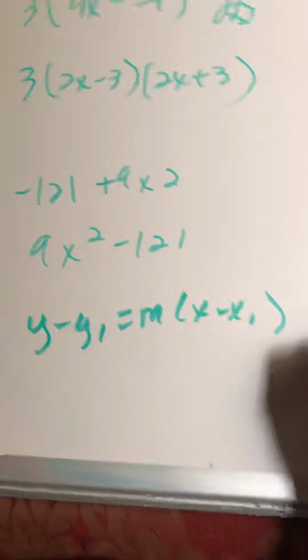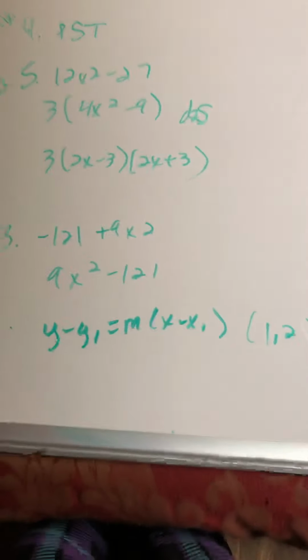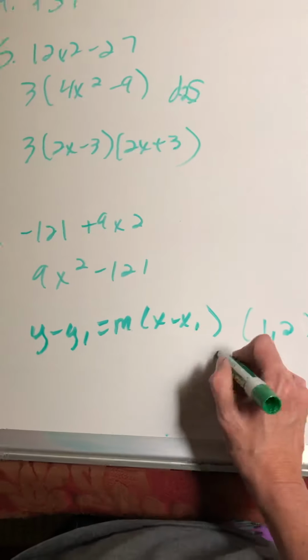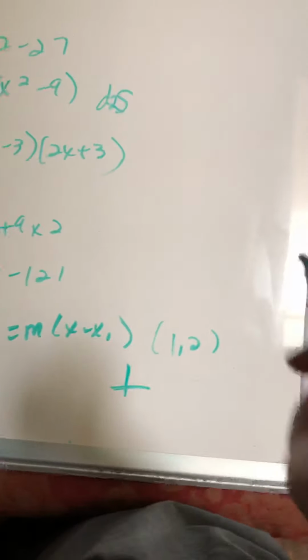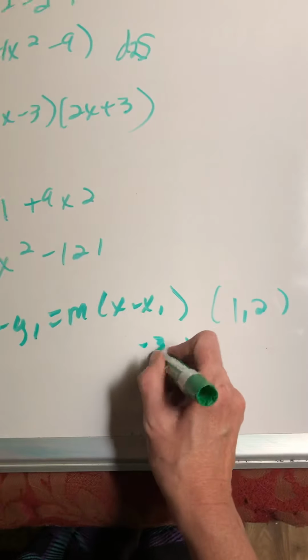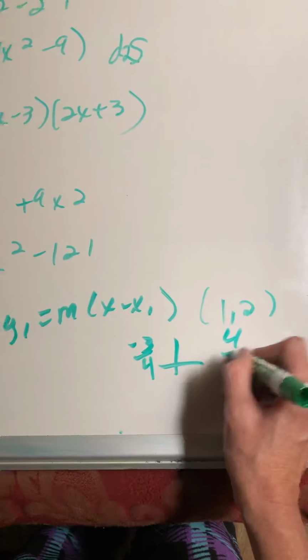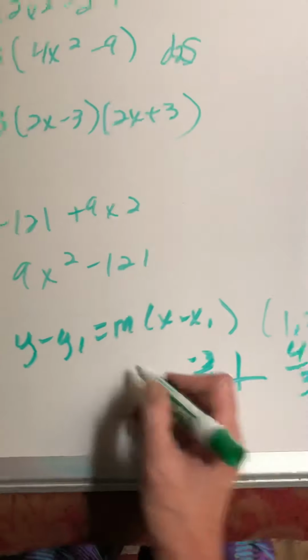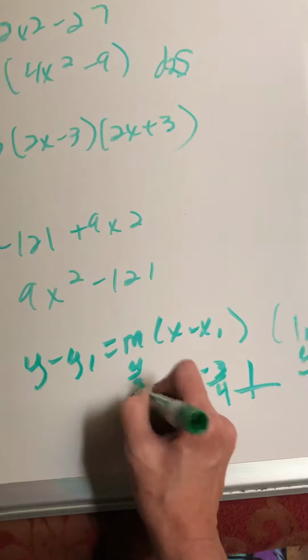You want it to go through the point (1, 2). And then you're asked for it to be perpendicular to that line that's there. Well, the slope of the line that's there is negative 3/4, so you want to use 4/3. So for your m right here, you're going to put 4/3.